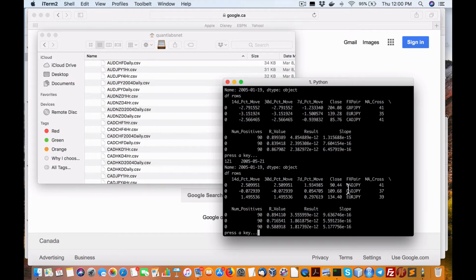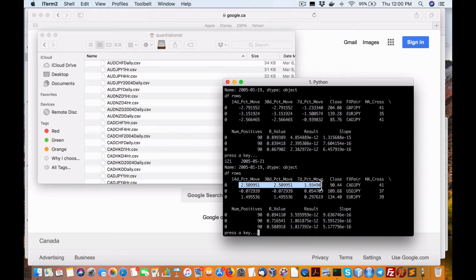So in this case, we have the top 3 strongest slopes at this point for May 21st, 2005. We can see the Canadian Japanese yen, the USD Japanese yen, and the European Japanese yen had the strongest slope according to this. And again, these are the R values. But yet again, here's where it gets really funky. So the percent moves are really mixed. There's no predictability behind it.